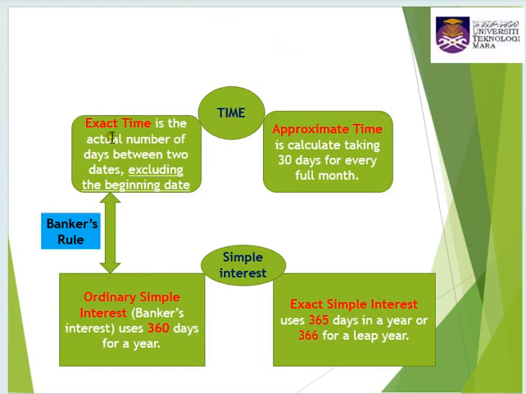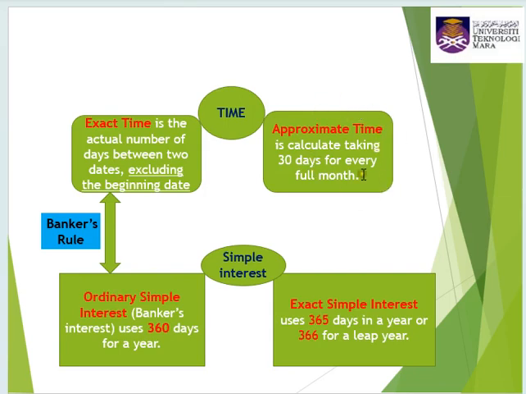Exact time is the actual number of days between two dates, excluding the beginning date. If, let's say, using Banker's rule as I mentioned just now, if you have the phrase ordinary simple interest, it means you'll be using 360 days for a year because it applies the Banker's rule.